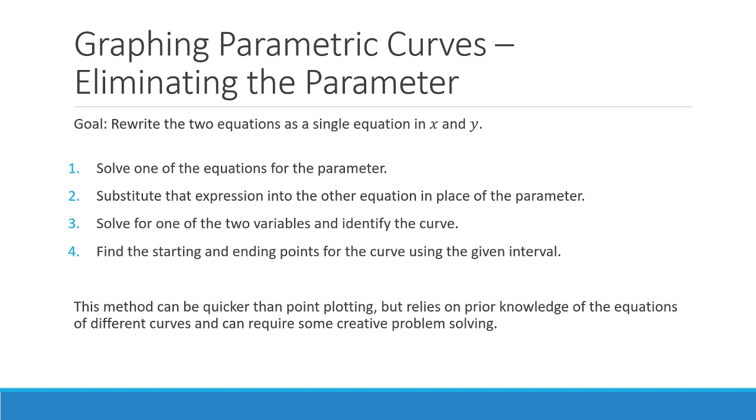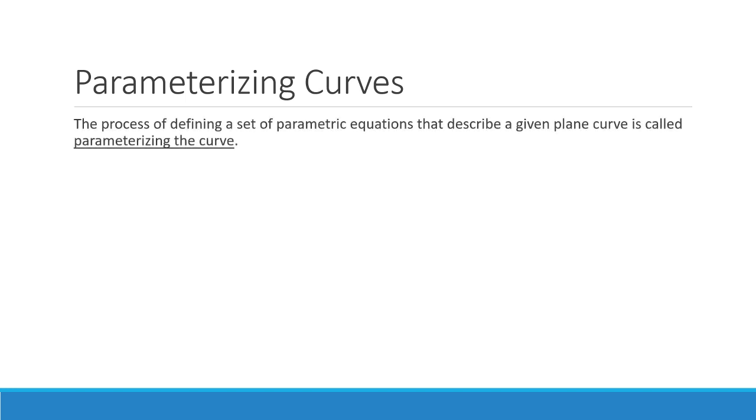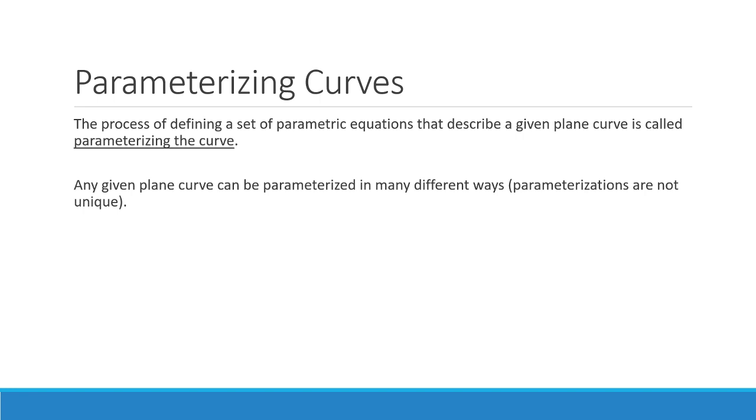In addition, with our parametric equations, we can go in the opposite direction. Take a rectangular curve and come up with parametric equations to represent it. This is a method called parameterizing the curve. We are essentially defining our set of parametric equations to describe the curve that we already know we have. One thing to note here is that any given plane curve can be parameterized a number of different ways. These parameterizations are not unique.